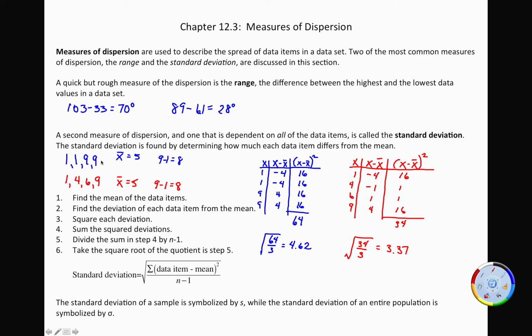Okay, so even though this set of data had the same mean and the same range, different standard deviations. And of course, the higher the standard deviation, the farther the spread in the numbers from the mean, which I can see with these data sets.